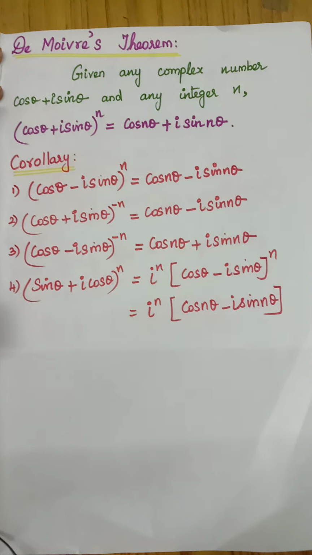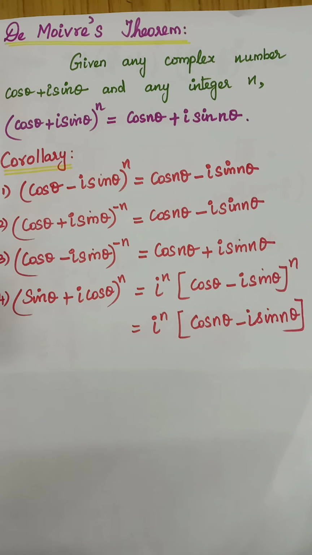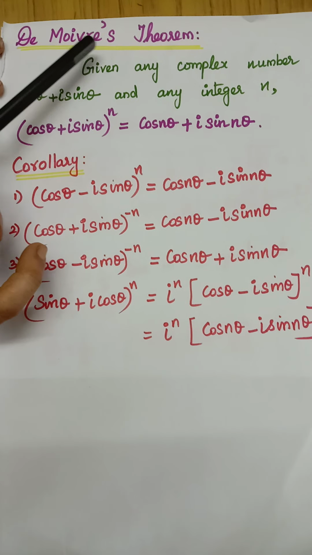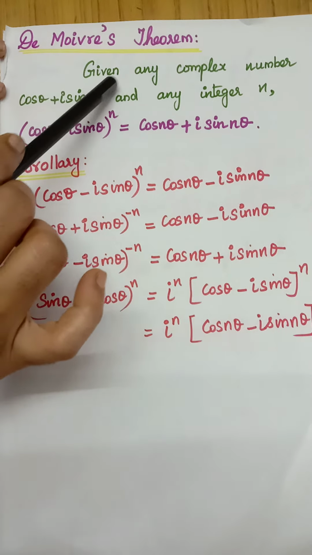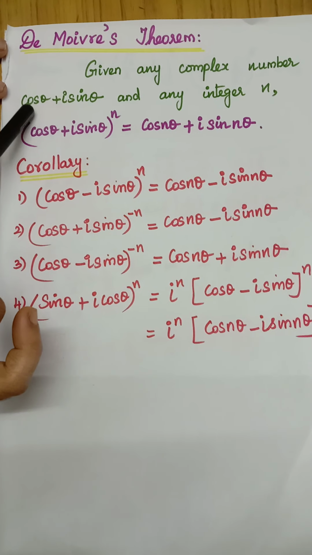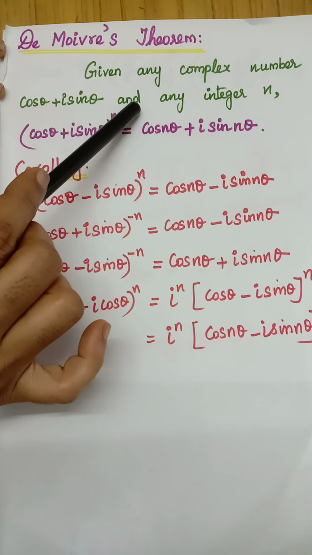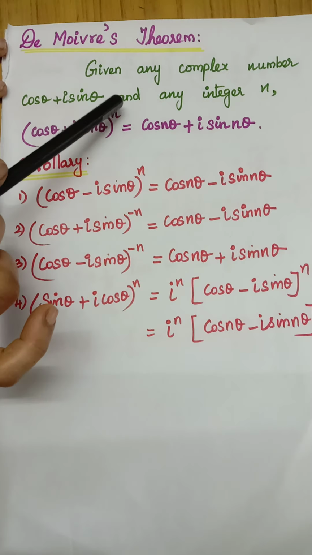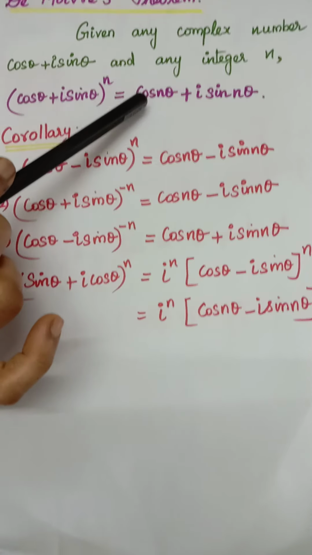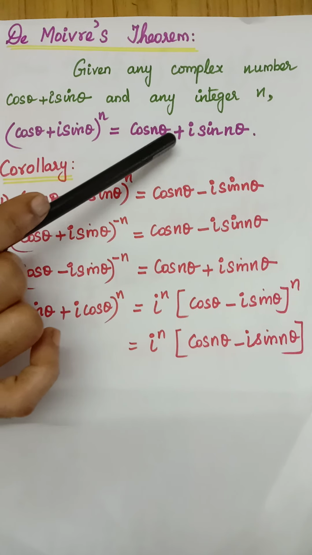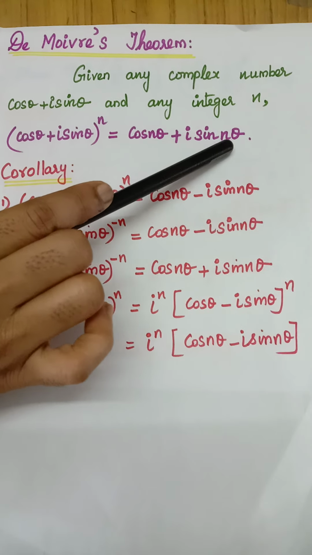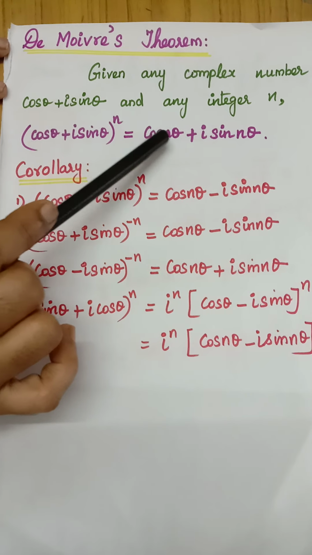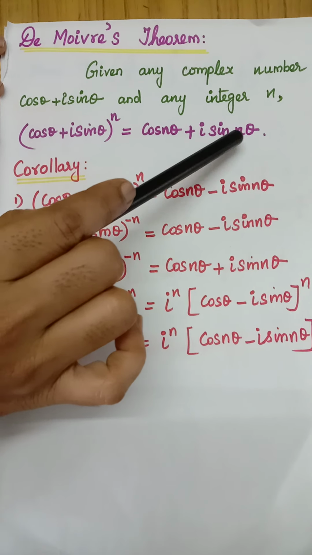Today we are going to see De Moivre's theorem and its applications. Okay, you see the statement of De Moivre's theorem. Given any complex number cos theta plus i sin theta and any integer n, (cos theta plus i sin theta) to the power n can be written as cos n theta plus i sin n theta. The power n can be applied inside.